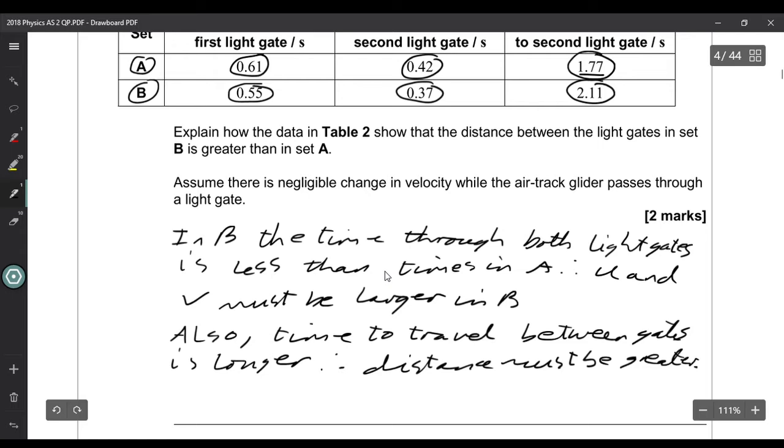So you've got to think about the aspects that would cause that greater time to pass between the light gates. So yes, it can be a greater distance, but it could also be because they're travelling at a lower velocity, and because you've explained how the shorter times mean that u and v must be greater, then you're getting rid of that part of the argument and concentrating on the distance between the two.